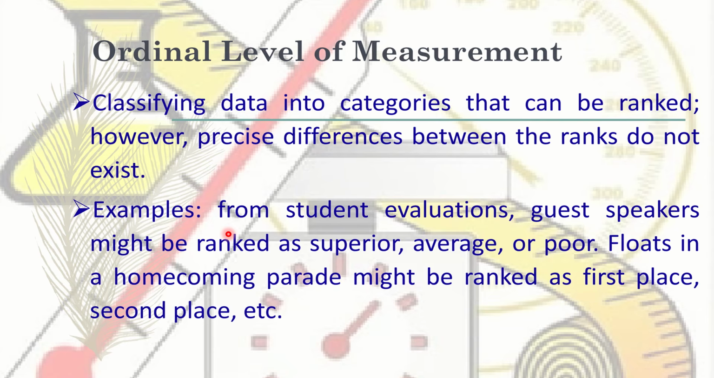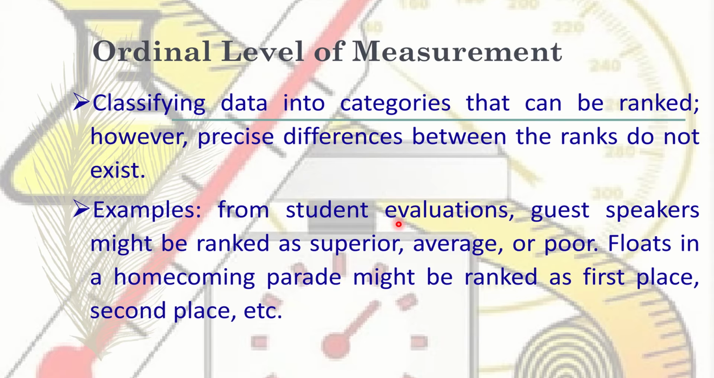We take agree, strongly agree, and then we say disagree or strongly disagree. So they can be put in order, but there is no specific relation, no specific difference between the two classes. Okay, we can talk about ranking of guest speakers. They can be ranked as a superior one, average one, or poor one. Again, we usually put them in order: superior, average, or poor, or we can put them in poor, average, and superior order as well.